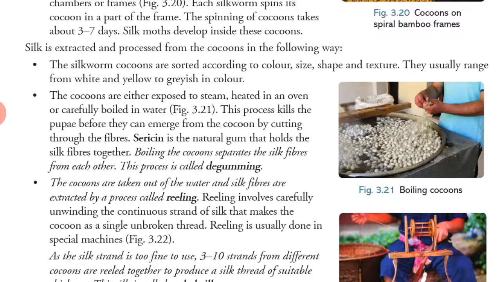Reeling involves carefully unwinding the continuous strand of silk and making the cocoon into a single unbroken thread.